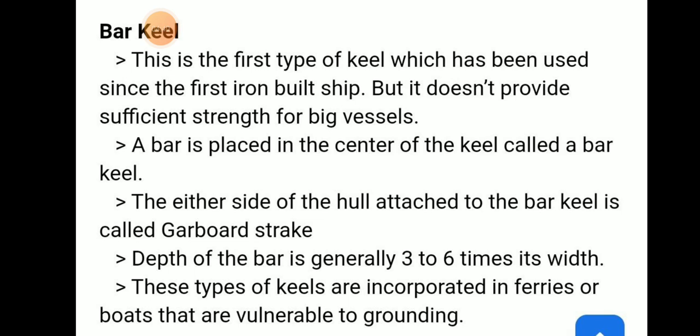Bar keel is the first type of keel that was used for iron-built ships, and it does not provide sufficient strength for a big vessel. A bar placed in the center of the keel is known as bar keel, and either side of the hull attached to the bar keel is known as garboard strake. The depth is usually 3 to 6 times the width. These types of keels are mostly seen in ferries and small boats, where the chance of grounding is high.